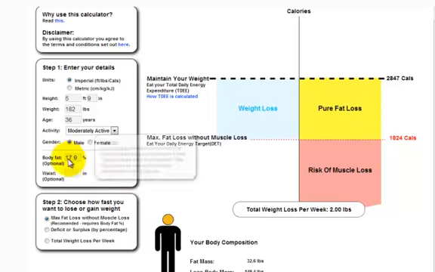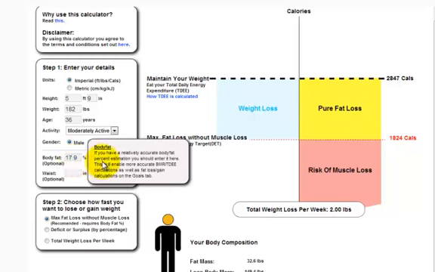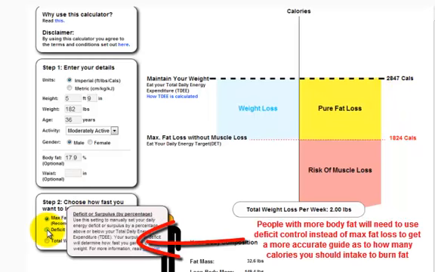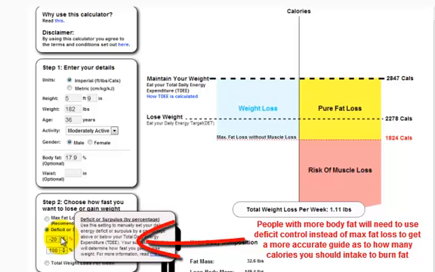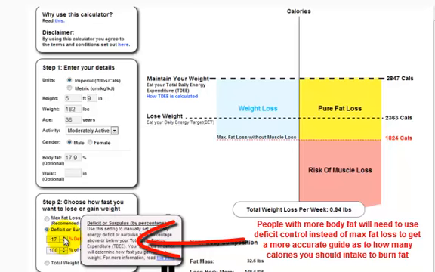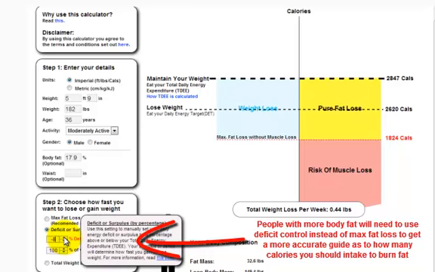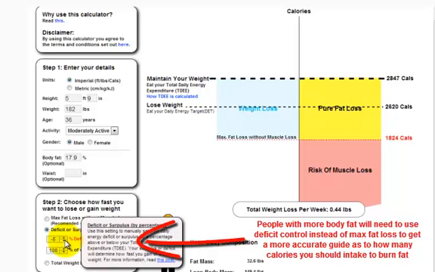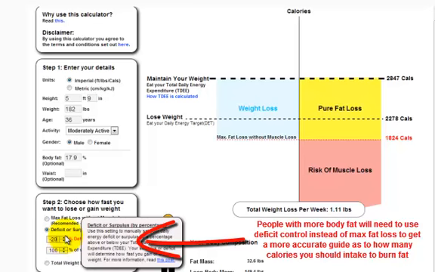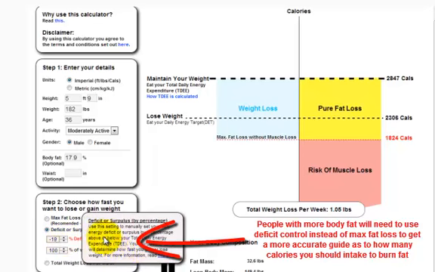So now I know my body fat percentage is about 17.9%, and I know in order for me to lose weight, I need to take in less than 2,847 calories. You can create a smaller deficit if you're not comfortable with losing 2 pounds per week. For instance, Insanity tells you to create a deficit of only 500 calories. If I did that, I would only lose about a pound a week, which is not bad.